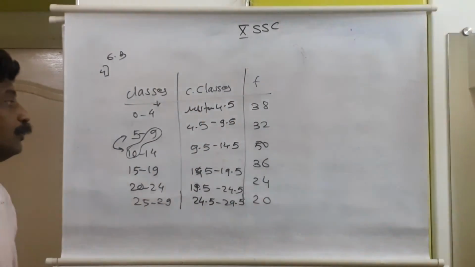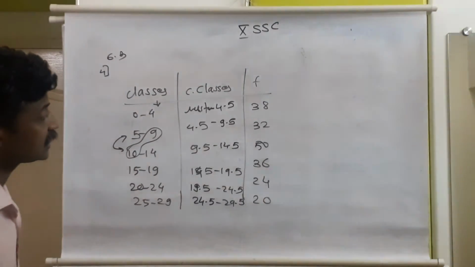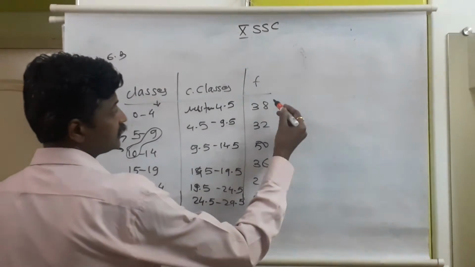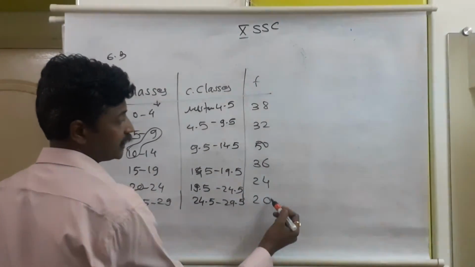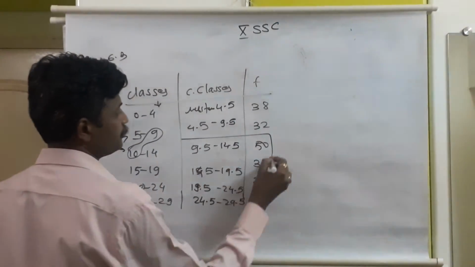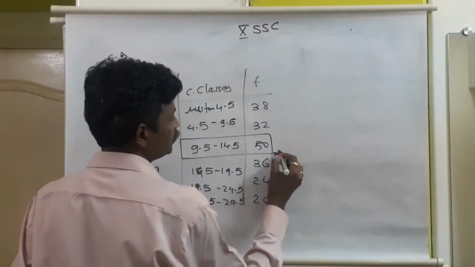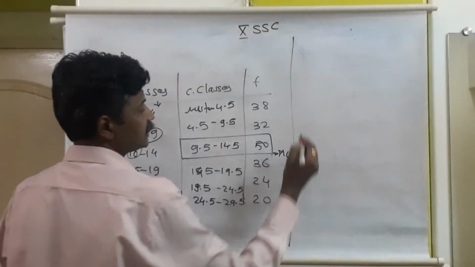Okay, now which is the modal class? The one with maximum frequency. Which class has the maximum frequency here? 38, 32, 50, 36, 24 and 20. 50 is the maximum frequency, so this is nothing but the modal class. It will decide all the values.